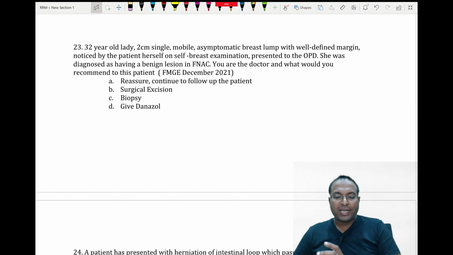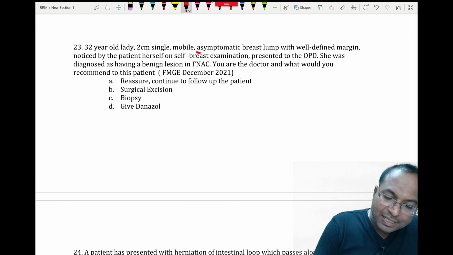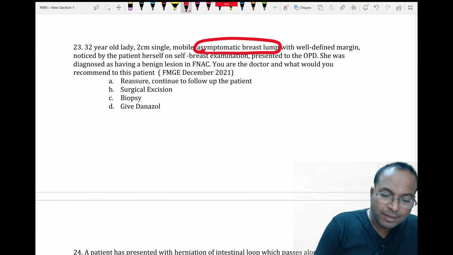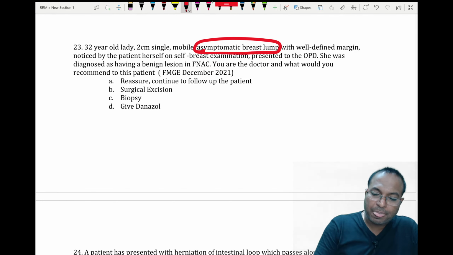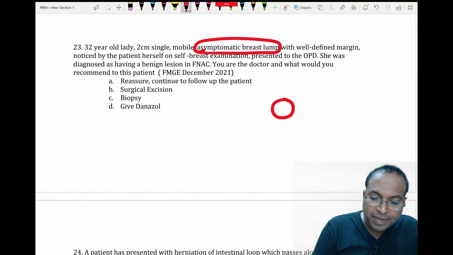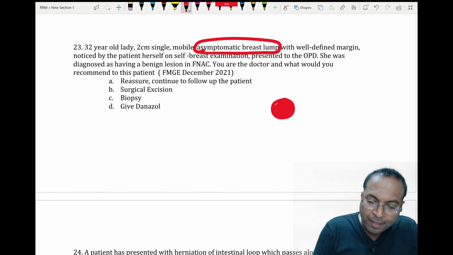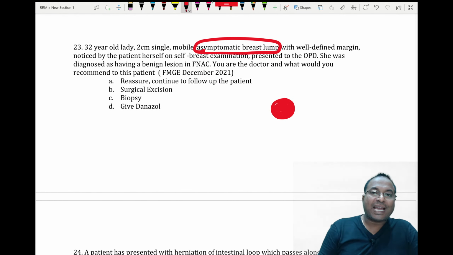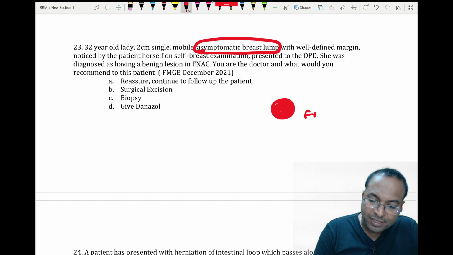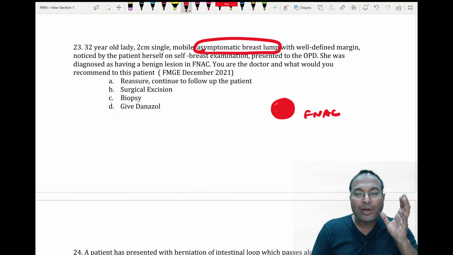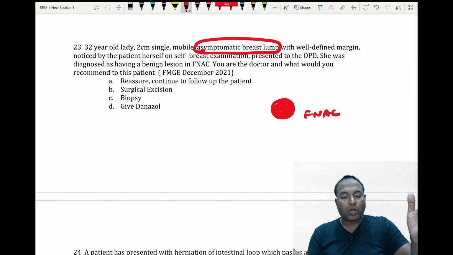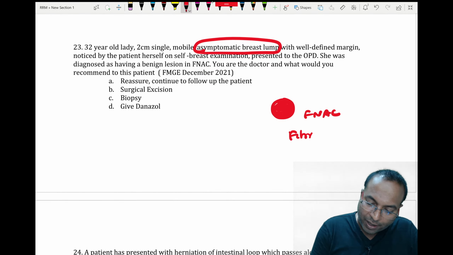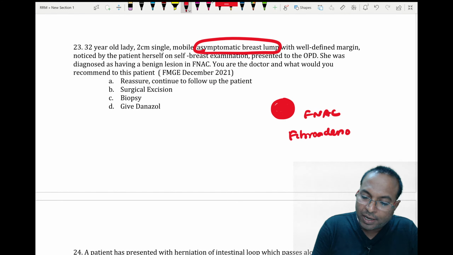A 32-year-old lady with a 2 cm single mobile asymptomatic breast lump. Simple question. Young female, 2 cm mobile lump with well-defined margin. The patient herself noted this swelling. Presented to OP. She was diagnosed to have a benign lesion on FNAC. You are the doctor, what will you recommend? If there is a lesion, freely mobile, going here and there, what is the common problem? That is a fibroadenoma. Well-defined border.